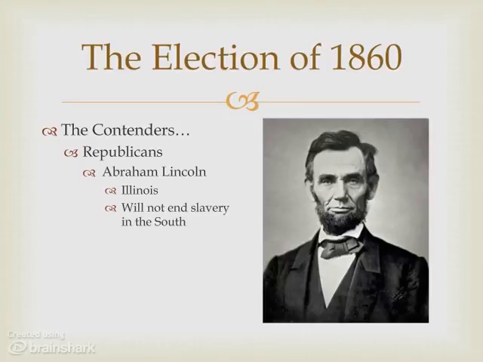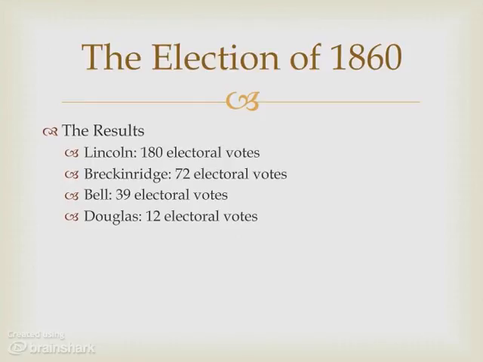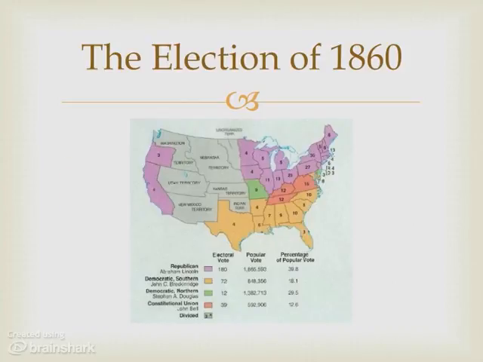The Republicans, of course, will nominate Abraham Lincoln, a relatively unknown lawyer from Illinois. Like Fremont in 1856, Lincoln tried to make it clear that he would not end the institution of slavery in the South. He would, however, no longer allow slavery to expand to the Western territories. When the results were tallied, Lincoln won. The Southern vote was split among Breckinridge, Bell, and Douglas. Yet even if you added the electoral votes won by Douglas, Bell, and Breckinridge, they still did not number the majority garnered by Abraham Lincoln.